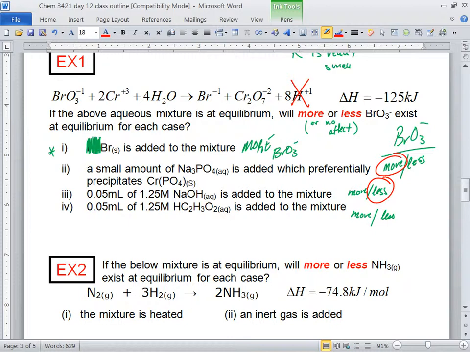The last one. We're adding acetic acid. I kind of gave you a hint there, Jackie. We're adding acetic acid. More or less bromate?